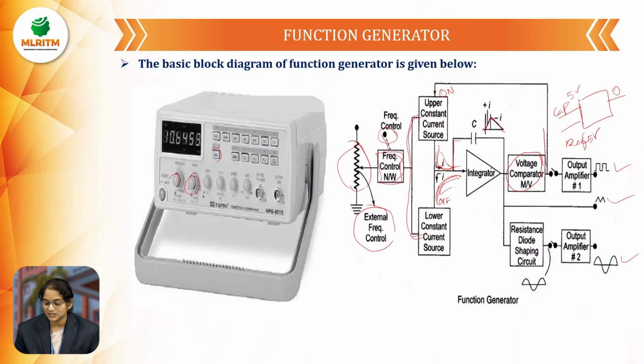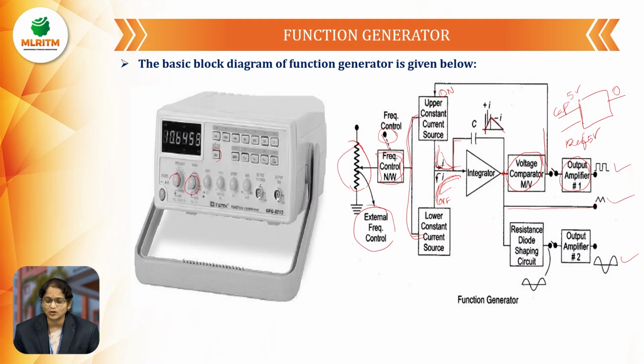Here whenever the capacitor charges, we get a signal. This signal is the triangular signal, and the square signal we give directly as output. With the help of this comparator multivibrator, the signal is converted into the square signal. After getting the signal, we are going to amplify it.